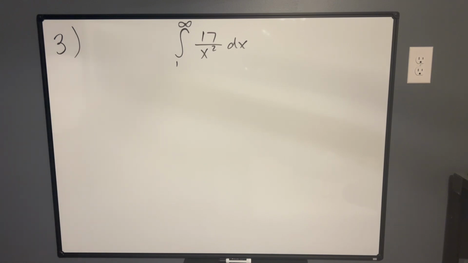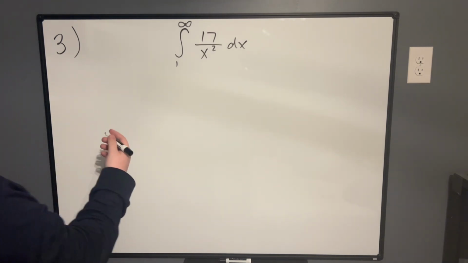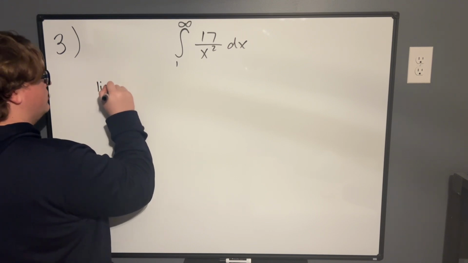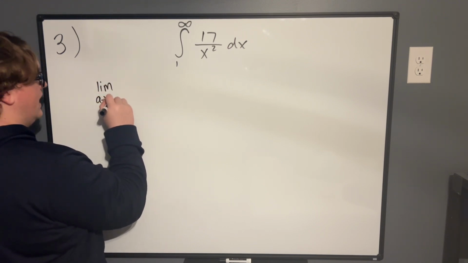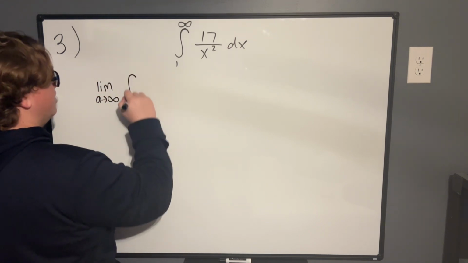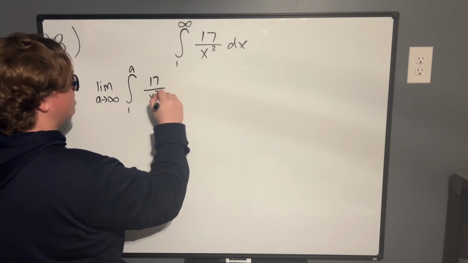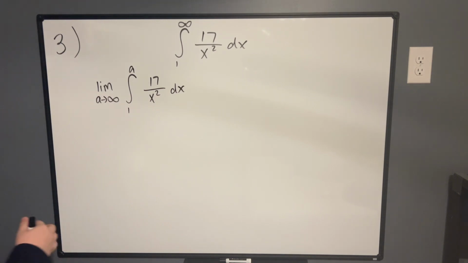So in theory, we need a limit there. What we're going to do is set this up as a limit. Let's say that we have the limit, we'll use a as the variable, as a goes to infinity, of the integral from 1 to a of 17 over x squared dx. Now again, a lot of people like to leave that limit out, but technically it is a limit, so we're going to add it in, at least for this question. We'll use it later and we won't even worry about adding that limit.